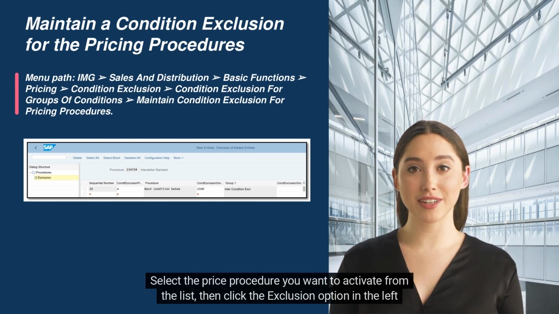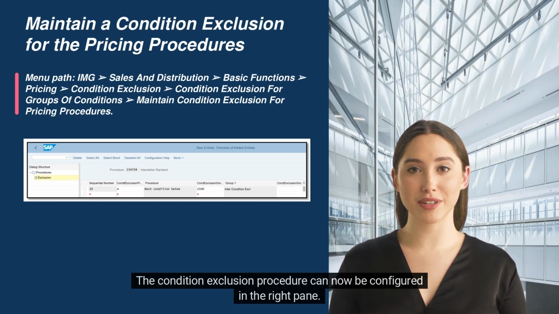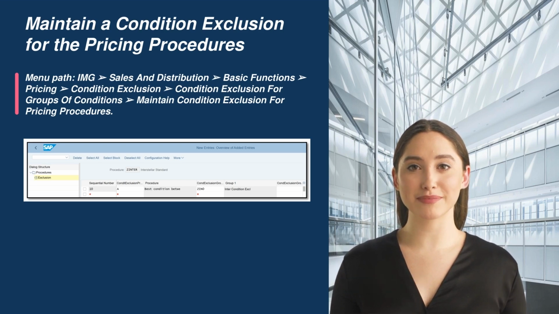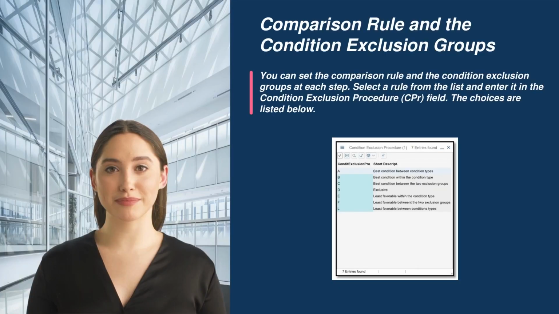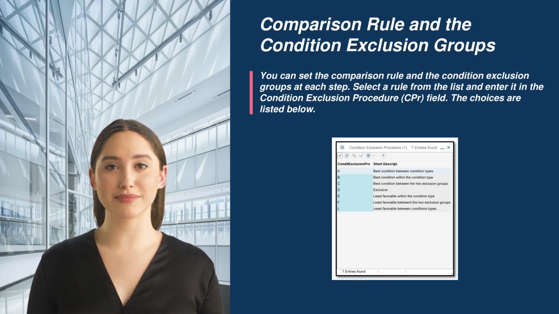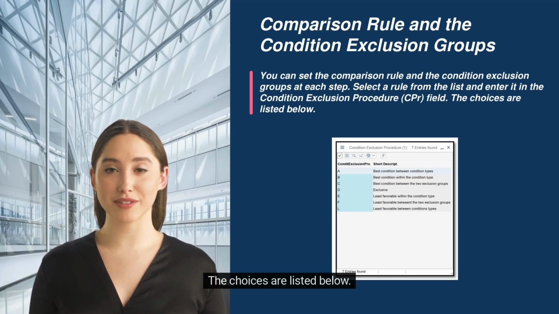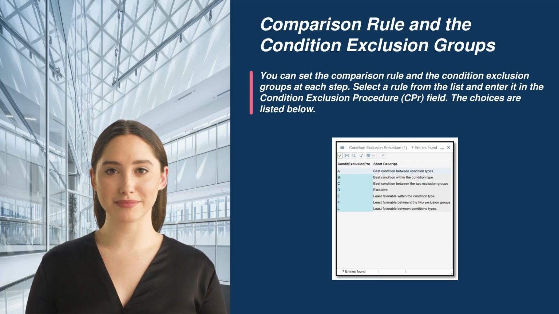Select the pricing procedure you want to activate from the list, then click the exclusion option in the left box. The condition exclusion procedure can now be configured in the right pane. You can set the comparison rule and the condition exclusion groups at each step. Select a rule from the list and enter it in the condition exclusion procedure CPR field. The choices are listed below. Figure 5 rules for a condition exclusion.